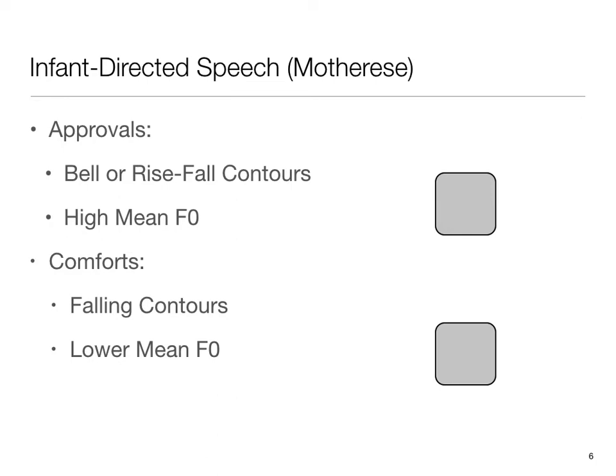And so what we did was a looking task where infants were habituated to one category, either the approvals or the comforts, and then they were tested with the opposite category to see if they could tell the difference. And so I'm going to not talk over this video so you can see it, and then I'll give you a little summary at the end.